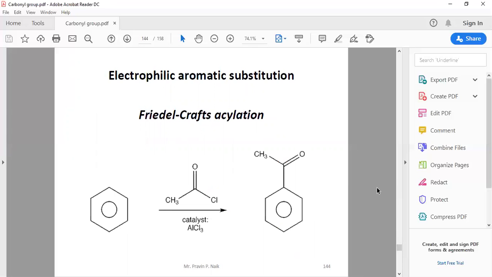The next reaction is Friedel-Crafts acylation reaction. You can see here the starting material which is used is benzene. It is reacted with acetyl chloride in presence of catalyst AlCl3, aluminum trichloride, and it forms the acyl benzene. So you can see the acyl group is substituted on the aromatic ring, and this is called electrophilic aromatic substitution. We have discussed nucleophilic substitution, nucleophilic addition reaction, and now we are discussing electrophilic aromatic substitution reaction.